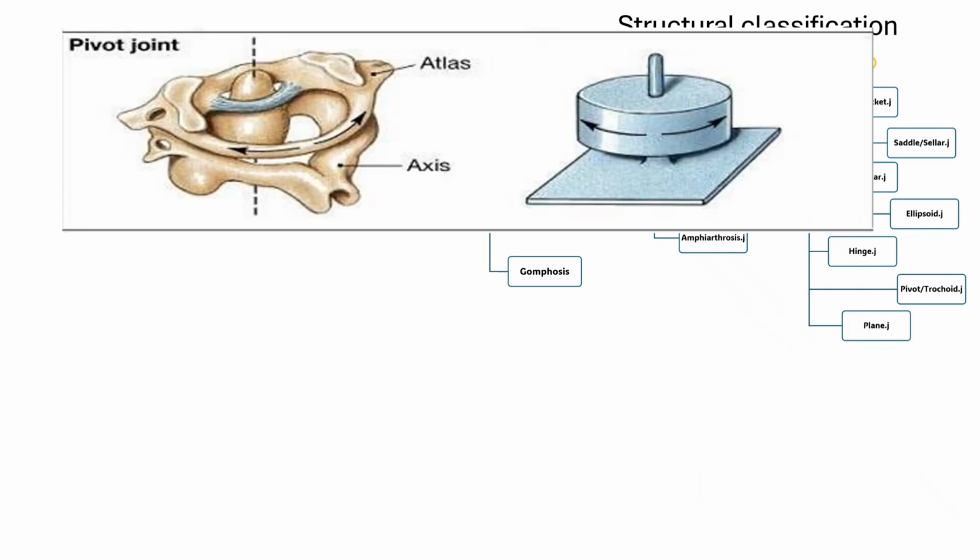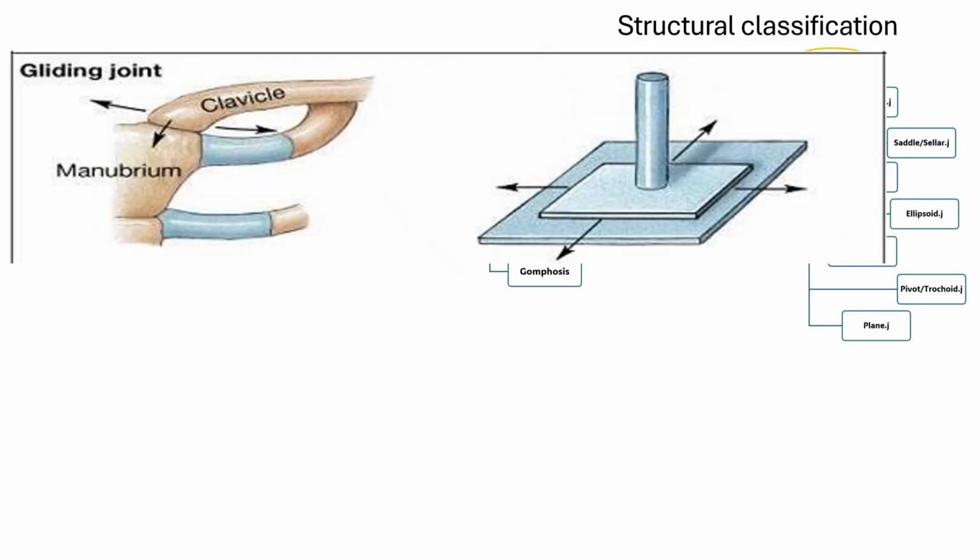Next up we have the pivot or trochoid joint. For example, the atlantoaxial joint, that is in the neck between the atlas and the axis, which is the first and second vertebrae, is a pivot or trochoid joint. Also the proximal radio-ulnar joint is a pivot joint, which allows for the rotation around an axis. The clinical note is that atlantoaxial rotation is vital for head turning, and here any damage will affect the rotation of the neck.